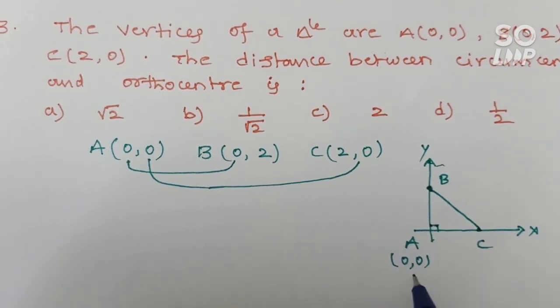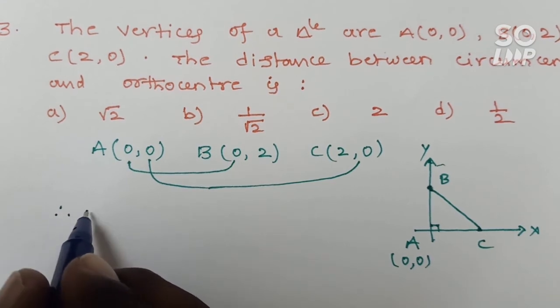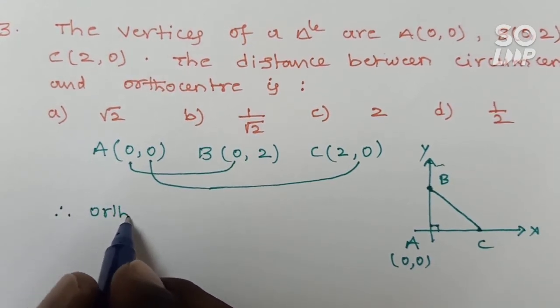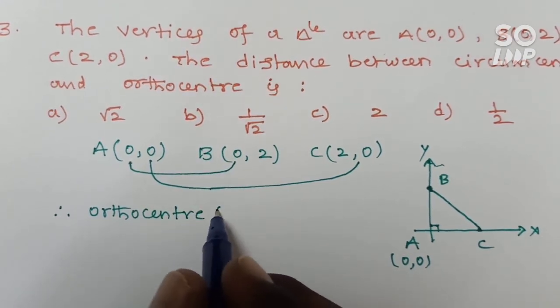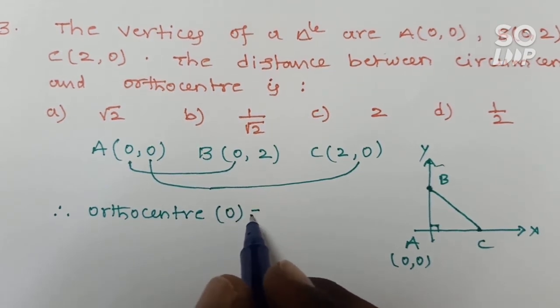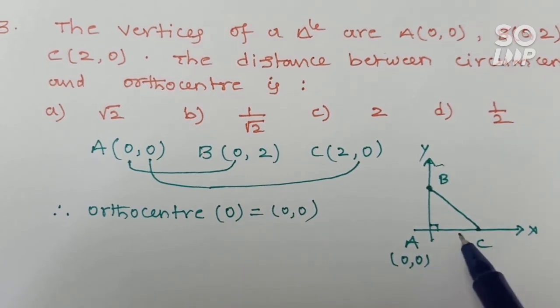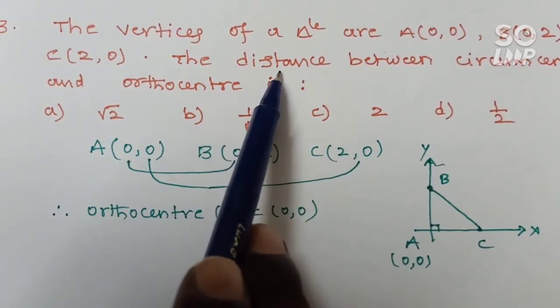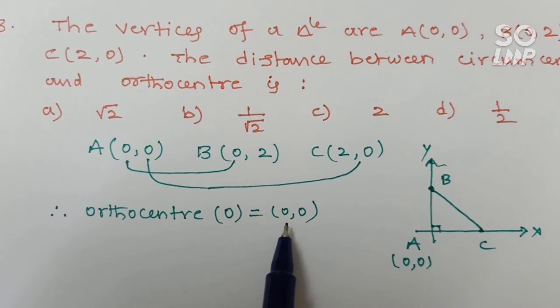So what is the right angle vertex here? The origin. You know, in a right angle triangle, the orthocenter is equal to the right angled vertex. Therefore, here you can say that the orthocenter, written in brackets as O, is equal to (0, 0), right? And next, in this problem we have to find the distance between the circumcenter and orthocenter.